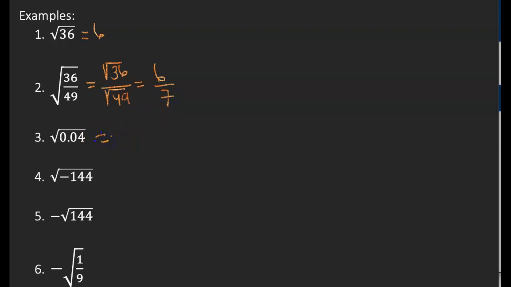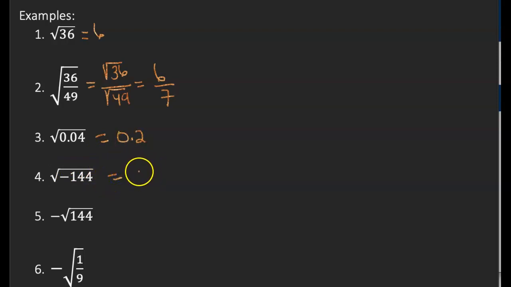Then here, what will be the square root of this decimal? The square root of 0.04 will be 0.2 because 0.2 times 0.2 gives you 0.04.